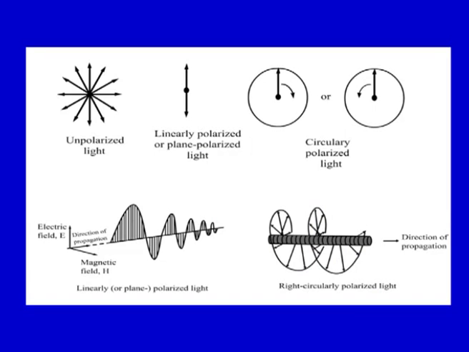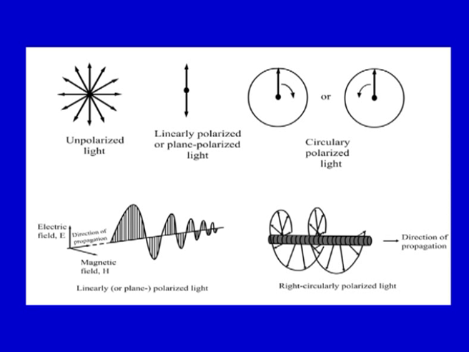Just to understand, this is what we call unpolarized light: if we take the electric vector, its vibrations are in all different directions. So, it is not polarized; it is called unpolarized light. Then if, through certain means, you can make the electric vector vibrate in only one plane, it is called plane polarized light. And then there is circularly polarized light, which could be in two directions.